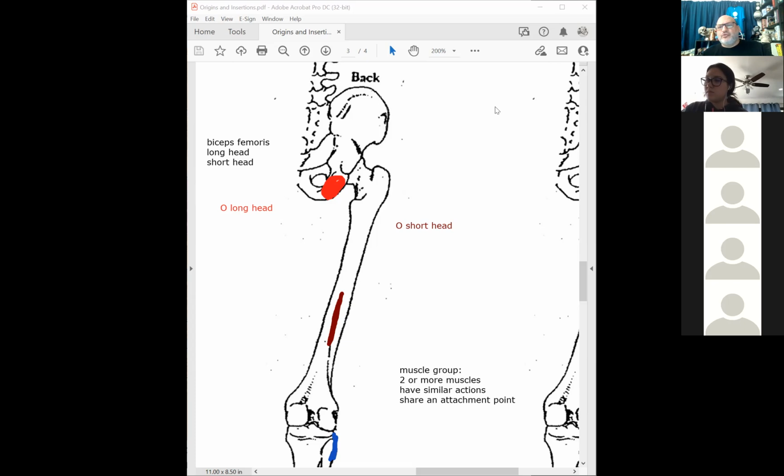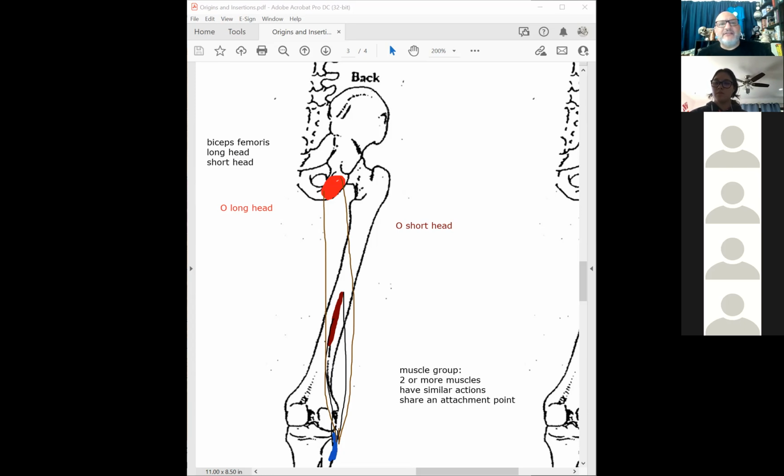So notice if we draw these two muscles, here is our short head. It goes basically from here to here. And here is our long head. It basically goes from here to here. Notice the long head sits almost entirely on top of the short head. So unlike the arm where the two sit side by side, in the leg, one is superficial and one is deep.